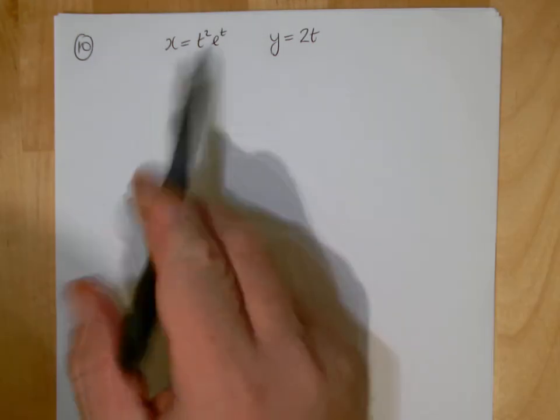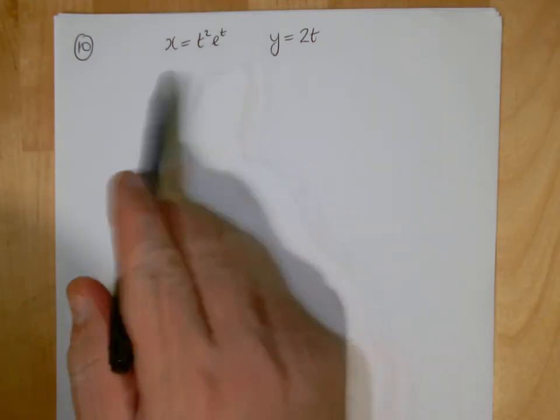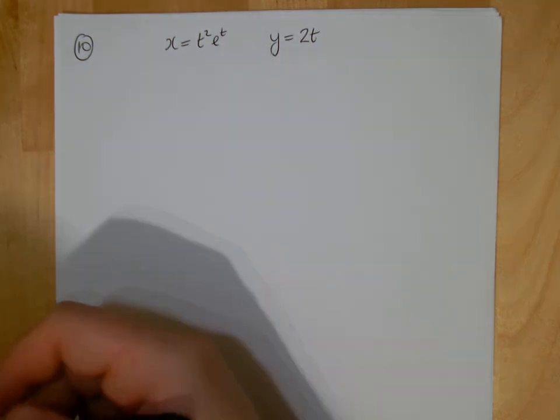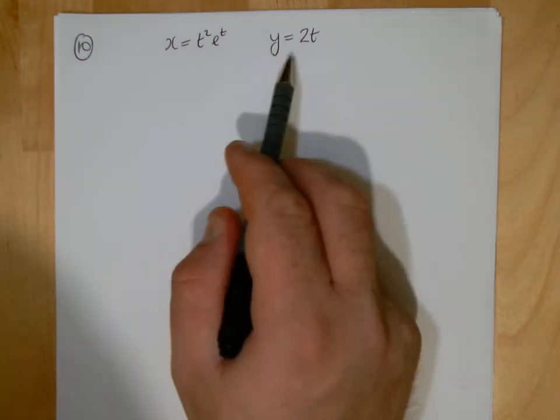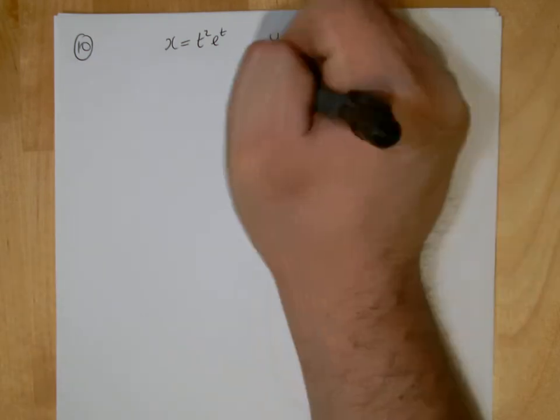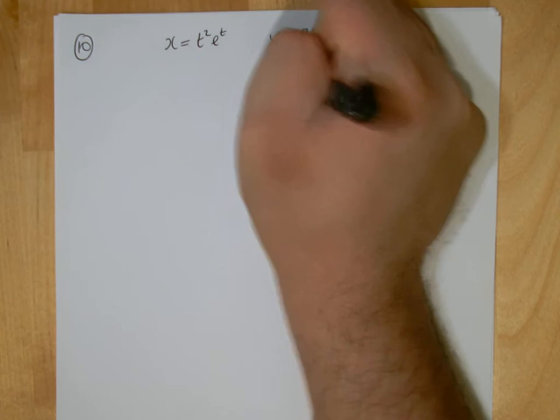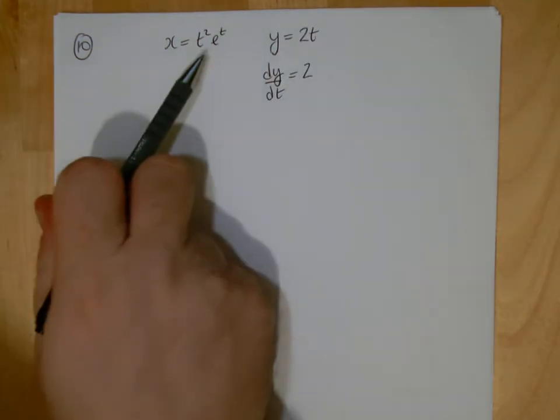Okay, example 10. Well, we've got x in terms of t here and y in terms of t, so the parameter is t. That one's easy to do, isn't it? When you look at that there, dy by dt, do that one straight away. It just becomes 2. Easy peasy.